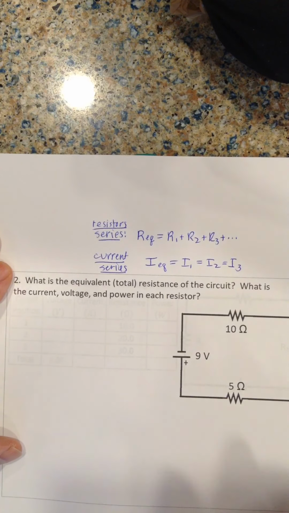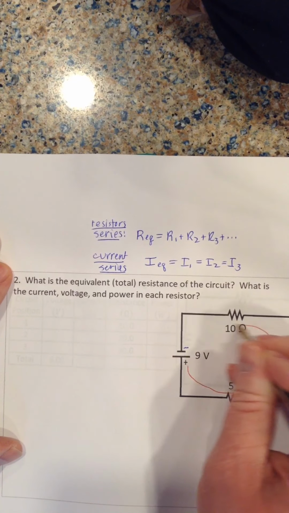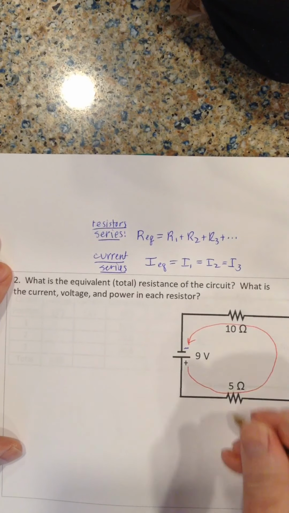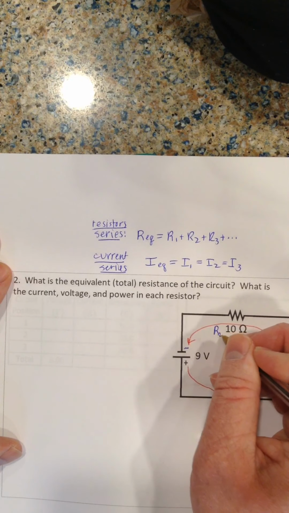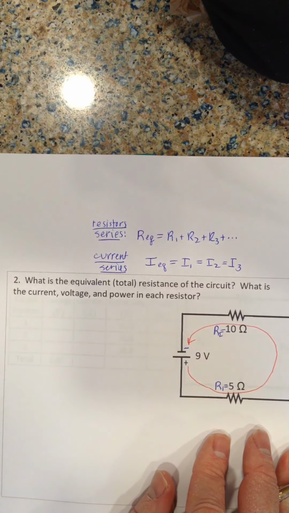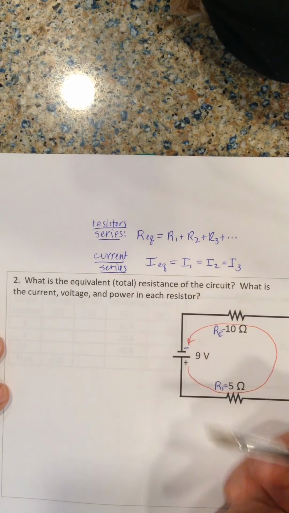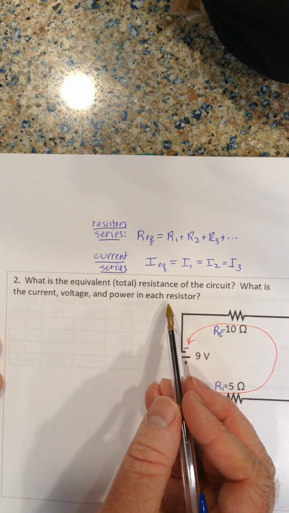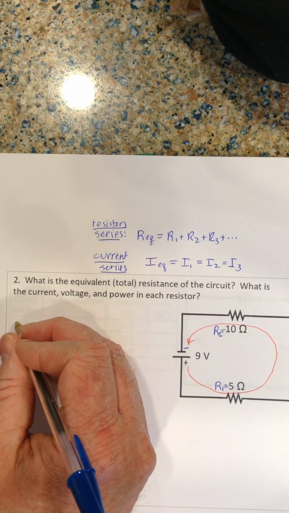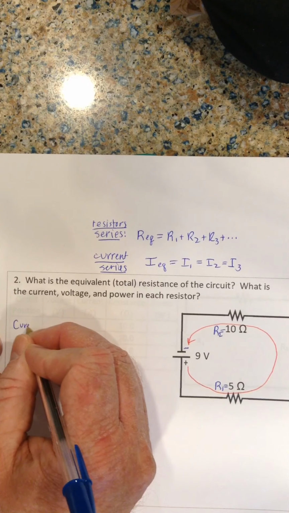Alright, so this is plus, this is minus. The current is going to go around this way from plus to minus. So I'm going to number this resistor R1 and I'm going to call this resistor 2. Now I want to know the total resistance of the circuit. I want to know the current, voltage, and power in each resistor. So what might be nice to do is make a table.